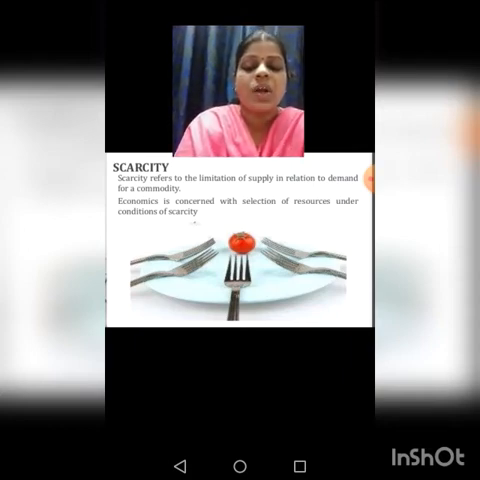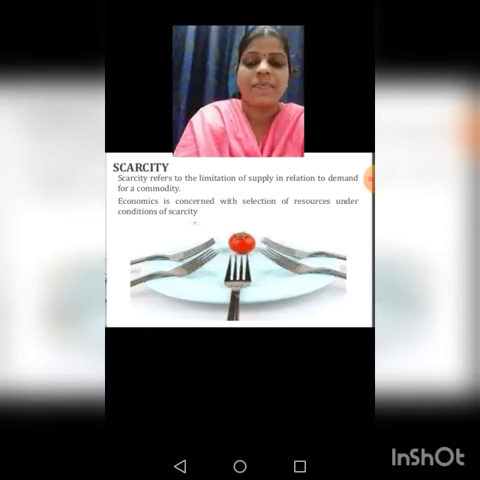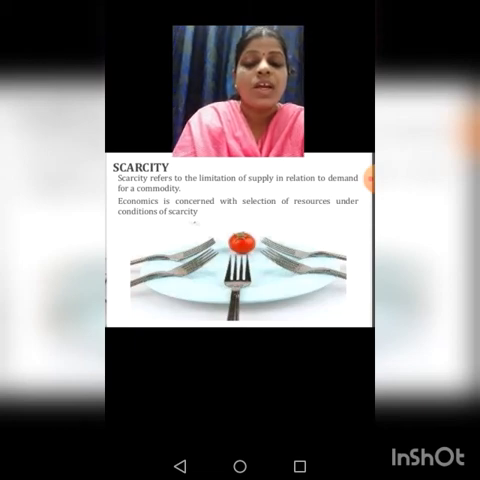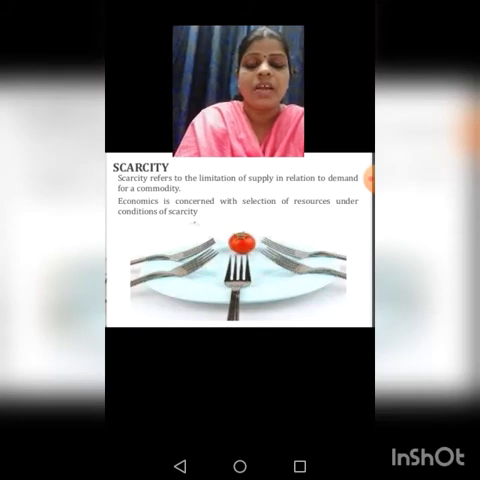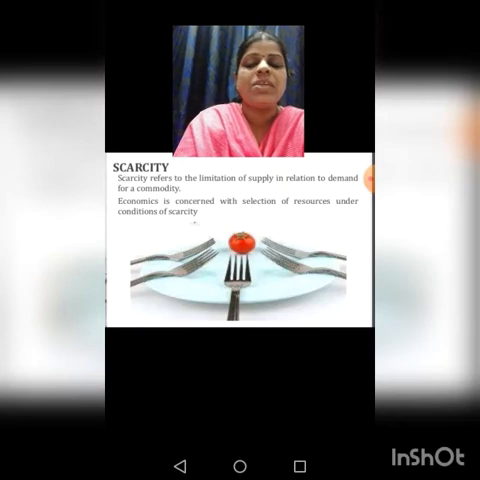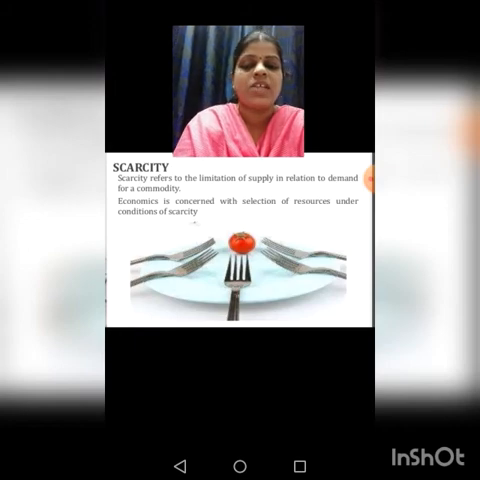So economics or economy or economical all means what? Yes, that we have to do selection of such resources. We have to think which resources we have to use or which demands we have to satisfy at first. That is, economics means it is concerned with selection of the resources under the conditions of scarcity. So I hope it's clear, that is scarcity as well as the word economics.